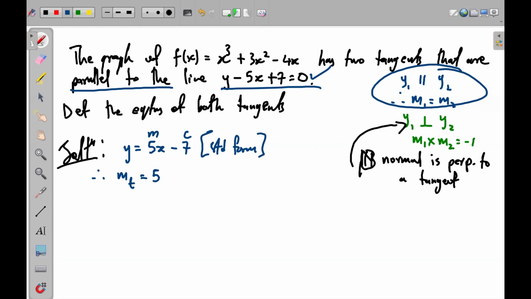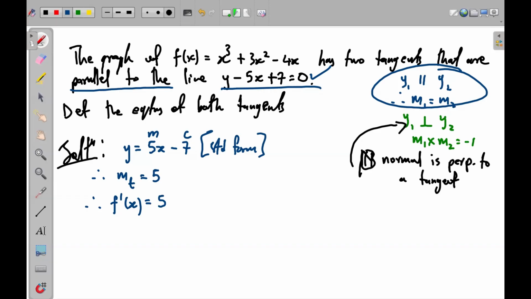Now, remember the red box? So it's time to bring that to class. So we will note then, therefore, it would mean that the derivative of the actual graph is equal to what? 5. That's what it means.